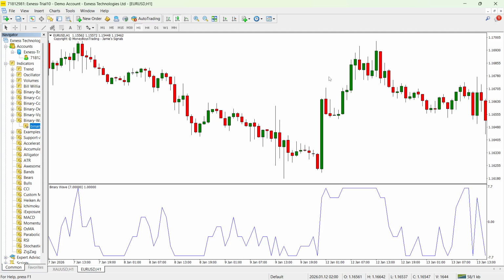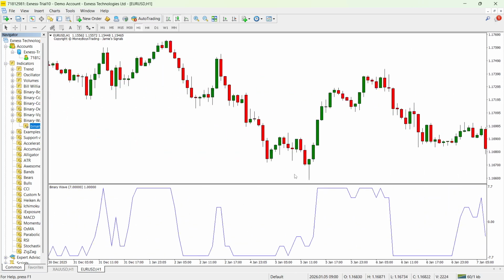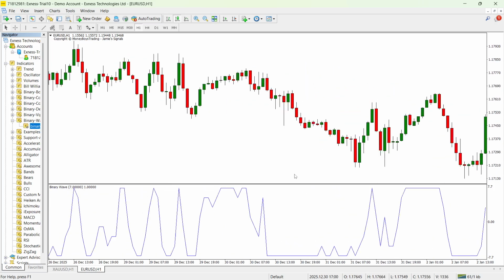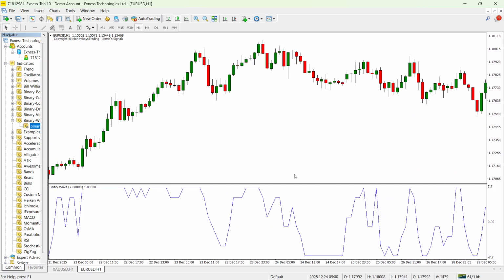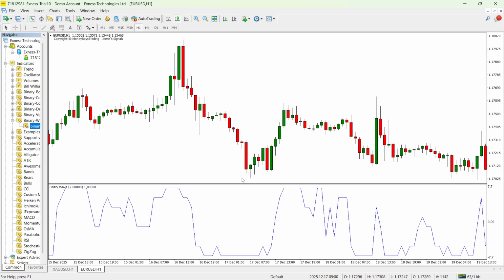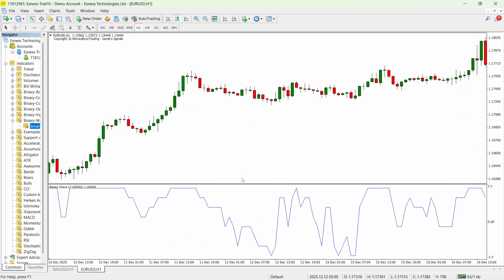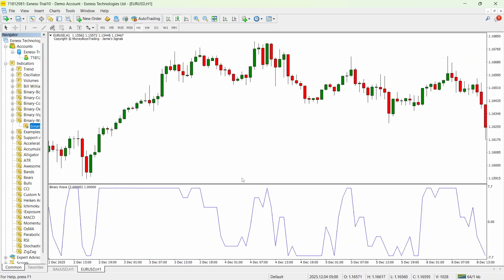As for who this indicator is for, the binary wave indicator is suited to traders who want a single confluence line that summarizes multiple indicators into one trend and momentum readout. It is a visual filter only, does not execute trades, and because it is built from standard lagging tools, it can still respond late or whipsaw in choppy markets, so it should be combined with price structure and risk management.